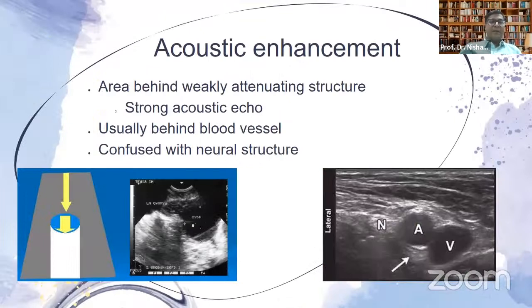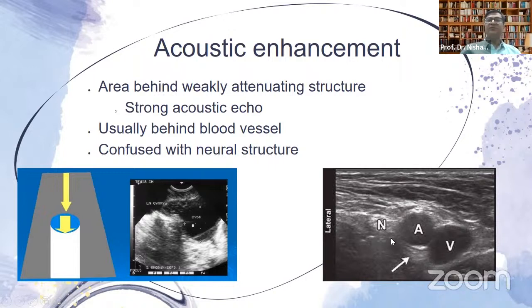Sometimes what happens is that the area behind a weakly attenuating structure casts a strong acoustic echo. This usually occurs behind blood vessels, and it is often confused with a neural structure. We all know that vein, artery, and nerves travel together. Now, if I remove this end here, this will appear as a nerve, but this is an acoustic shadow of the artery. So this may be mistaken as nerve, but actually the nerve lies here.